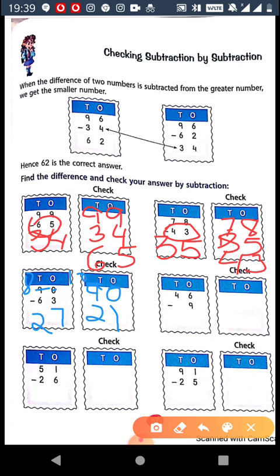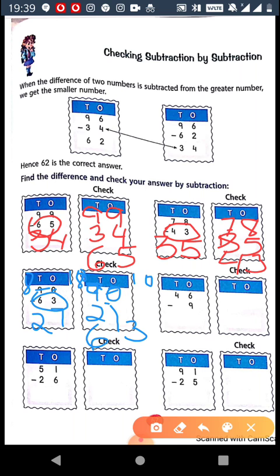Now again we cannot subtract 7 from 0, so we borrow 1 ten from here. So this is 8 and this is 10. So 10 minus 7 is equal to 3 and 8 minus 2 is 6, 63, which is the smaller number. So our answer is correct.